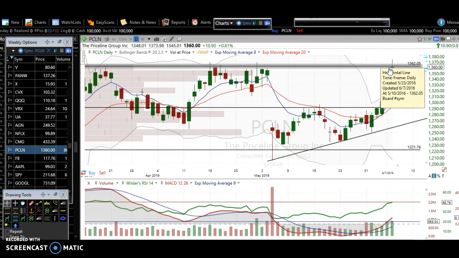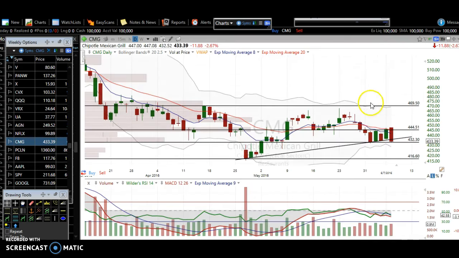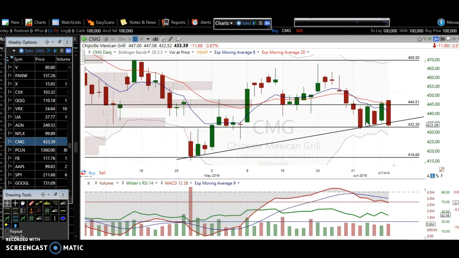Next, I want to cover Chipotle. We've been expecting downside. We've got a couple of things I want to note. We've got an 8 exponential moving average crossing below the 20 period exponential moving average and gaining momentum downward. We've got a MACD bear cross, RSI trending lower, and an uptrend line that broke right here.